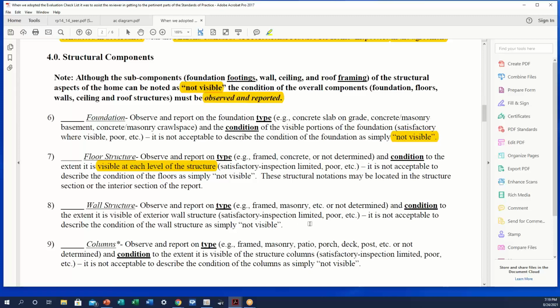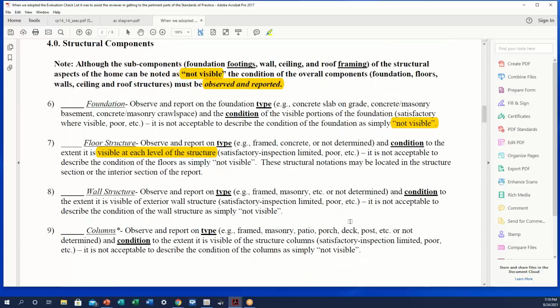I said it to the home inspector and he just sort of laughed and said, well, it's just an old house. Okay, fine. Wall structure. We did that. Any questions on 6, 7, and 8? That's where most of the complaints are coming from, because the inspector laughed in their face.